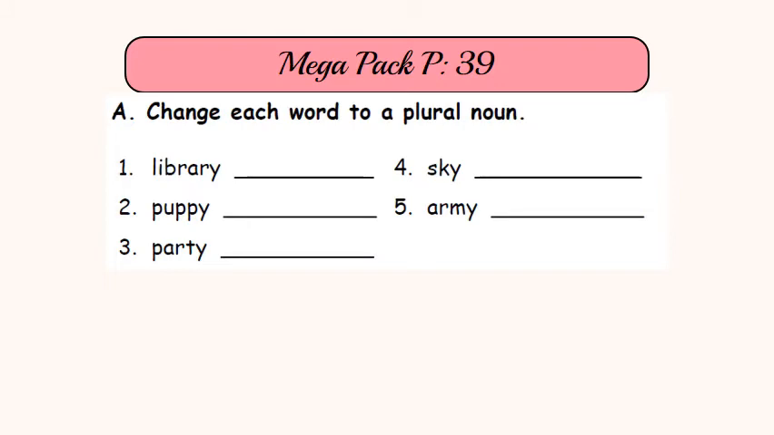More practice on page 39. Change each word to a plural noun. Library, consonant plus y. Remember, change the y into i and add es. Puppy becomes puppies. Party becomes parties. Sky, skies. Army, armies.